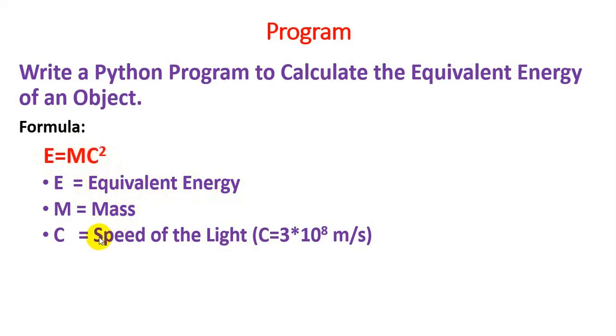C is the speed of the light. The formula to calculate the speed of the light is 3 into 10 power 8 m/s. m/s stands for meter per second. For this, we are going to write a Python program. You will see the demo.